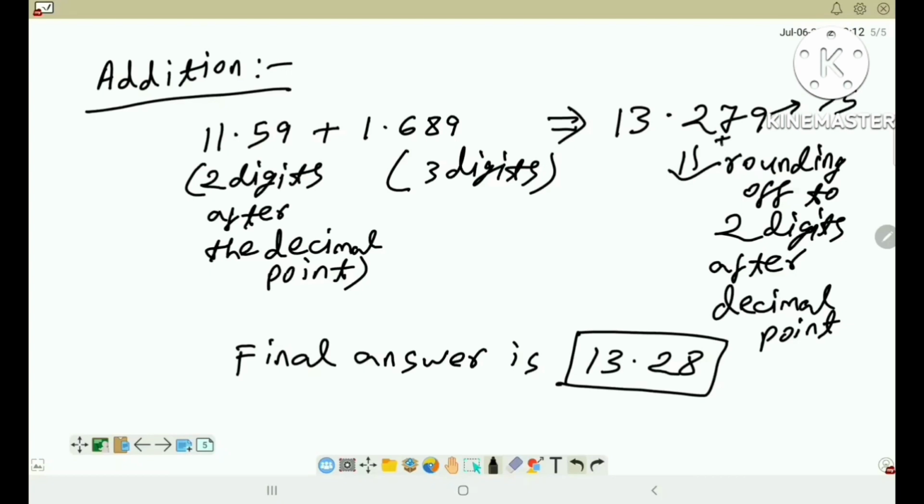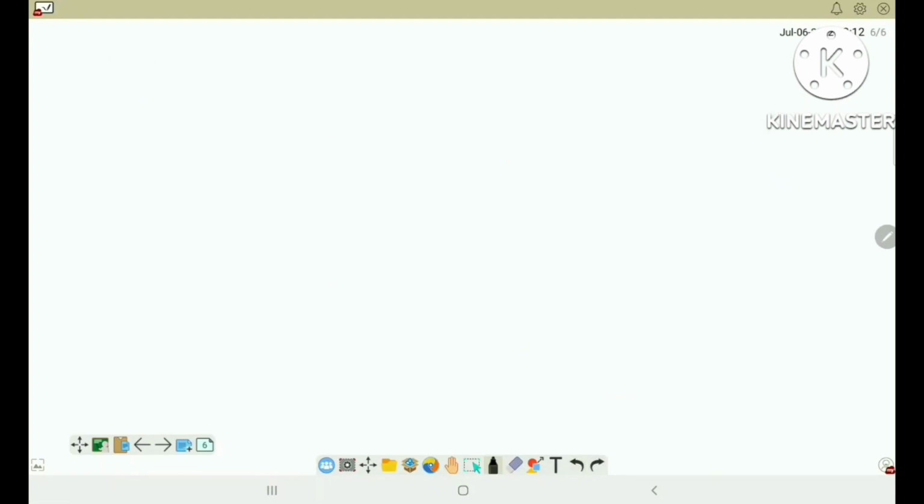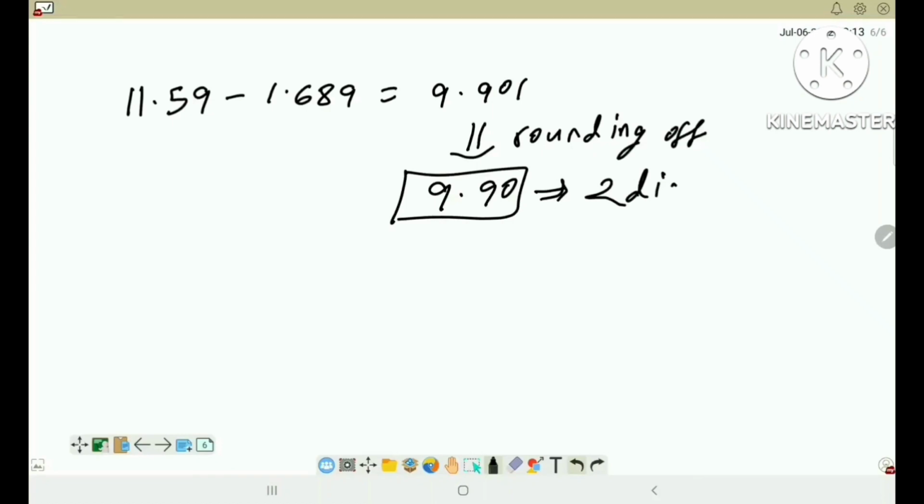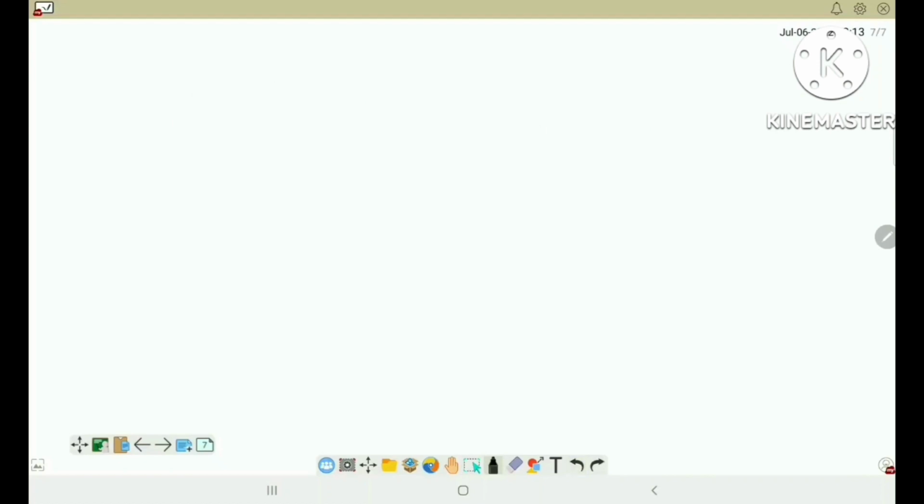Let's take one example on subtraction. If it's given 11.59 minus 1.689, then it became 9.901. But after rounding, the final one should be eliminated as it is less than 5, and the previous 0 is kept as such. Okay, so two digits after the decimal point, because 11.59 has two decimal places.